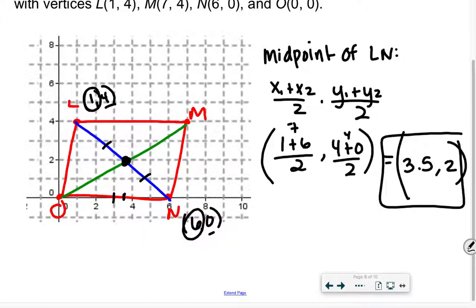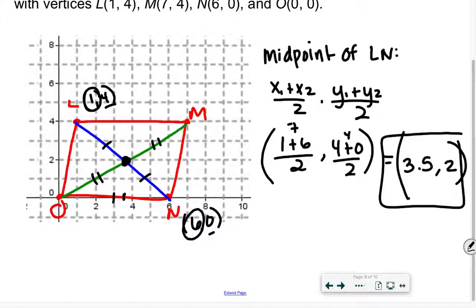So again, what we did there was find the middle point. You don't have to find the midpoint of each, because it's going to be the same coordinate. You just have to find the middle point of one of them, because the diagonal is being cut in half. So it's right smack dab in the middle. Questions on that?